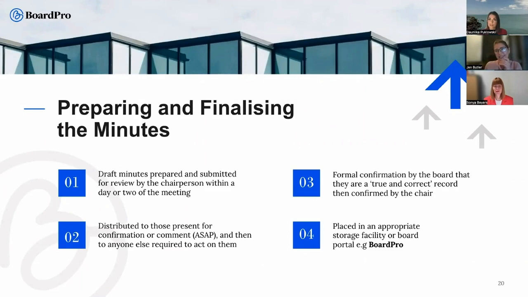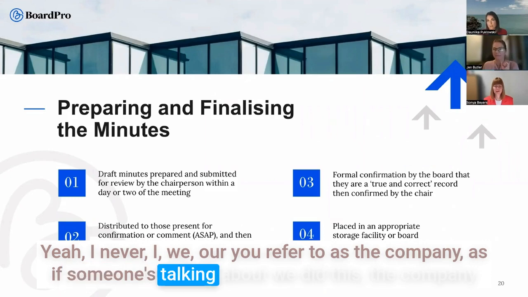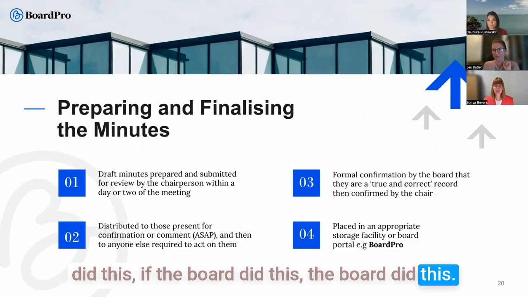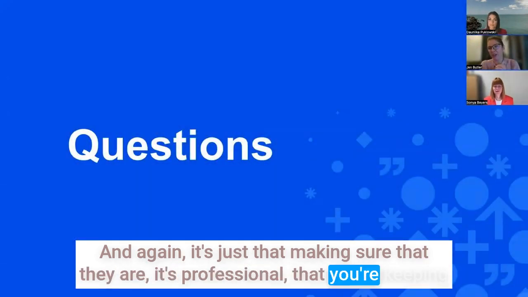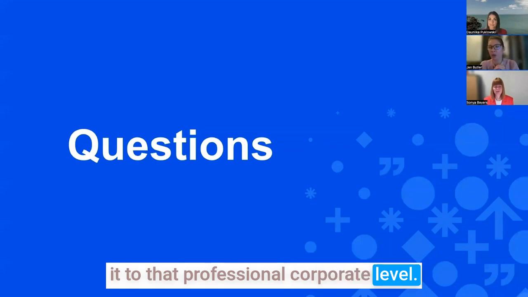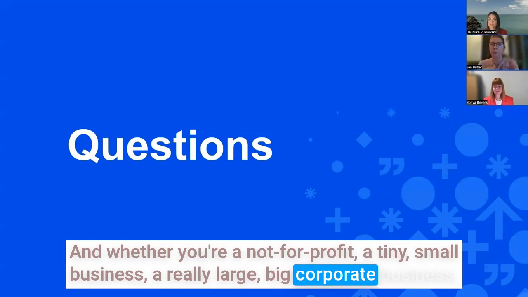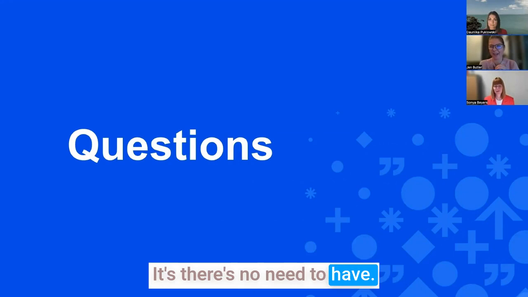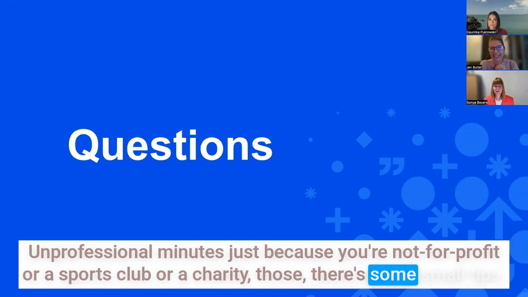Danica? Yeah, I, we, our. You refer to it as the company, as if someone's talking about we did this, the company did this. If the board did this, the board did this. Absolutely. And again, it's just making sure that it's professional, that you're keeping it to that professional corporate level. And whether you're a not-for-profit, a tiny small business, a really large, big corporate business, your minutes should be as professional. There's no need to have unprofessional minutes just because you're not for profit or a sports club or a charity. There's some small tips.